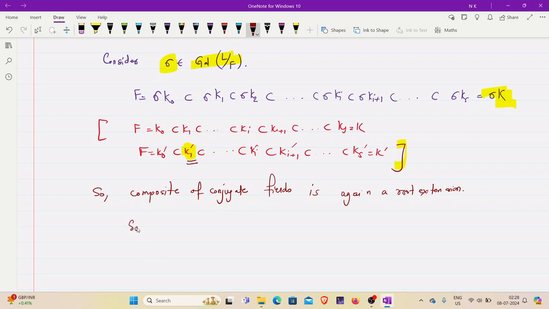So alpha belongs to L. L is what? L is a Galois root extension, because we have already proved that the composite of conjugate fields is a root extension. So L is a root extension and alpha belongs to L. So L is a Galois root extension. Okay, so alpha is in a Galois root extension.